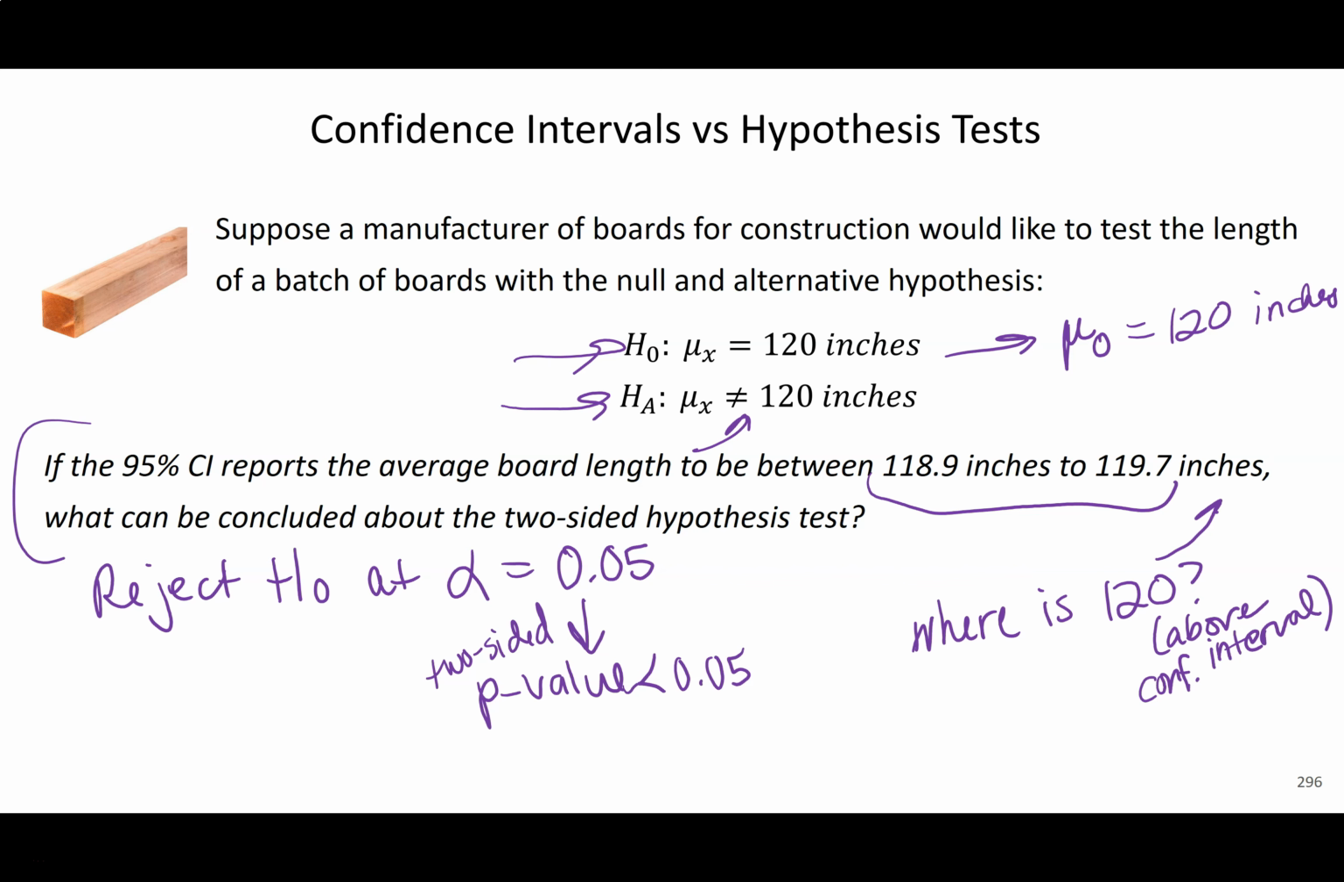Because 120 inches is not in the 95% confidence interval, we're going to reject at the 0.05 significance level, which is really cool. You could probably work backwards and find a more exact p-value, but that's really not what we're after. We're just trying to get you to look at the results from the confidence interval. Based on that, what can we say about the hypothesis test?